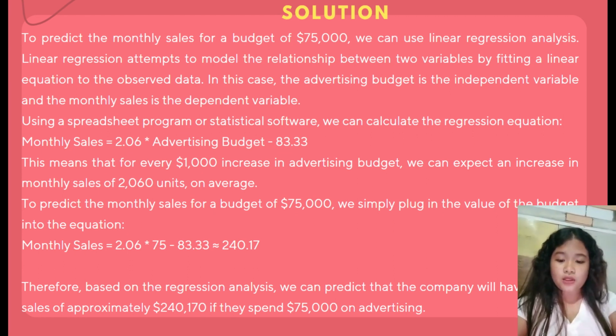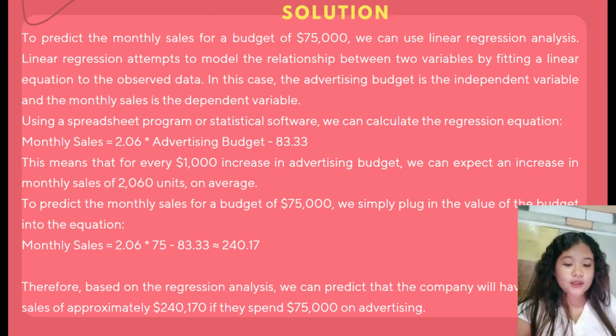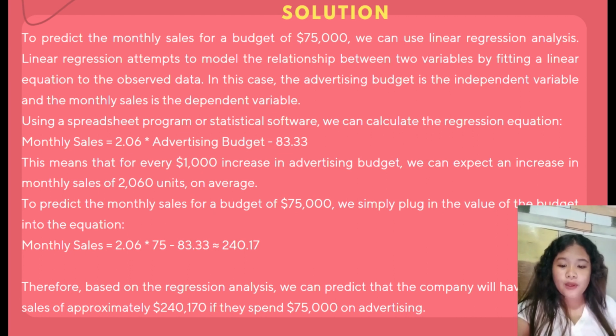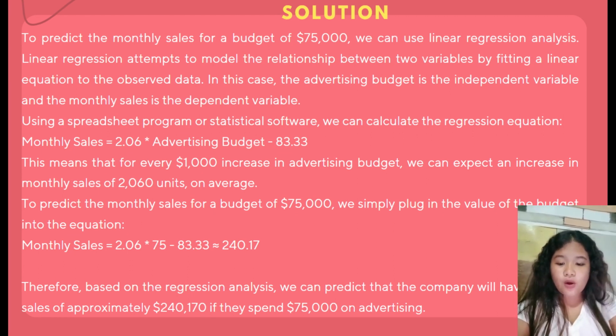Using a spreadsheet, a program or statistical software, we can calculate the regression equation. The monthly sales equal 2.06 times the advertising budget minus 83.33. This means that for every $1,000 increase in advertising budget, we can expect an increase in monthly sales of 2,060 units on average.